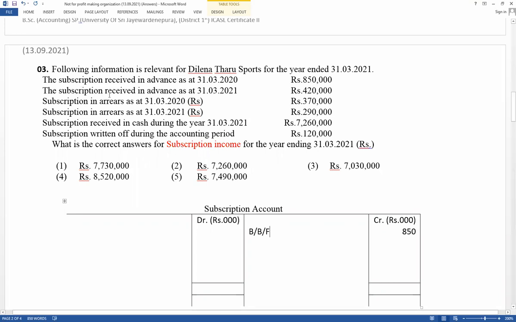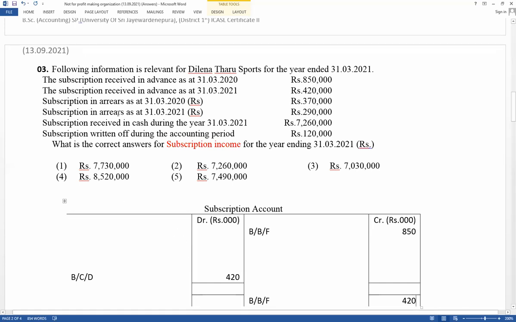And given subscription received in advance closing balance also 420. 31st March 20 means closing balance. Received in advance is liability. Therefore, balance carried down from debit side to credit side. Therefore, credit side as a balance brought forward, value equal 420.